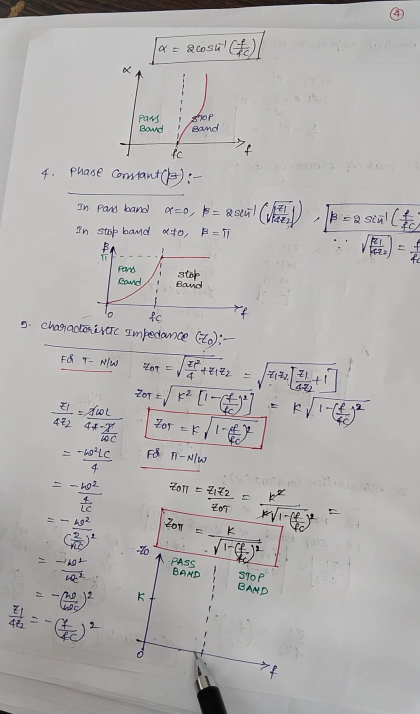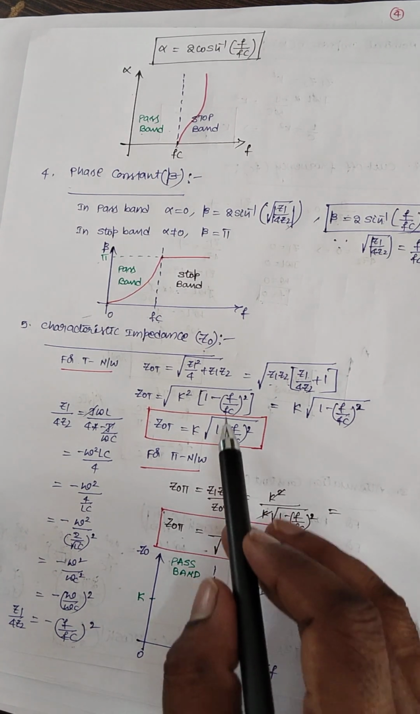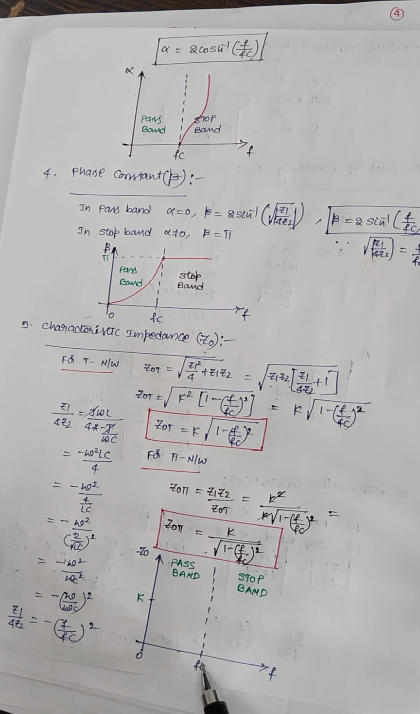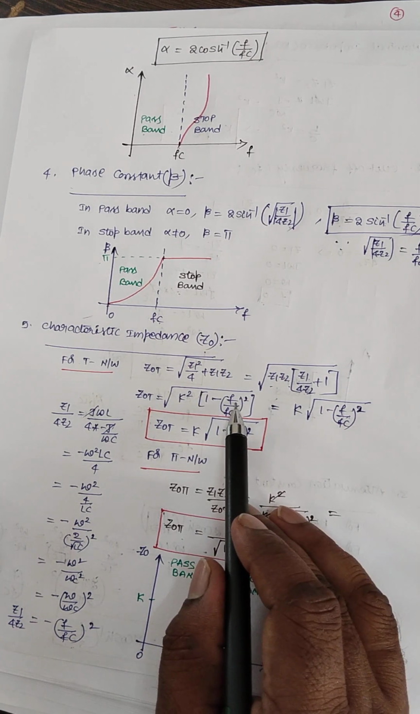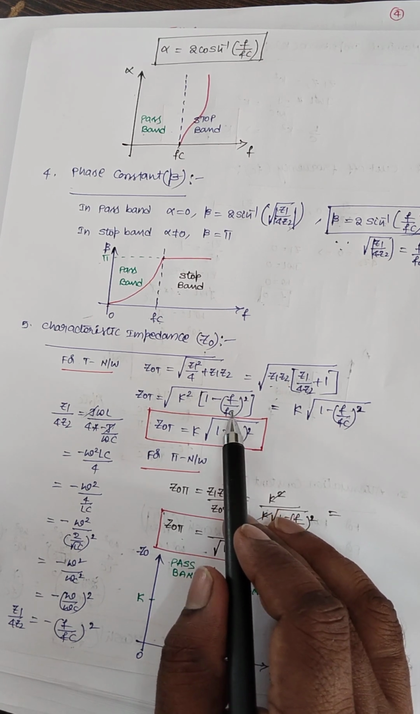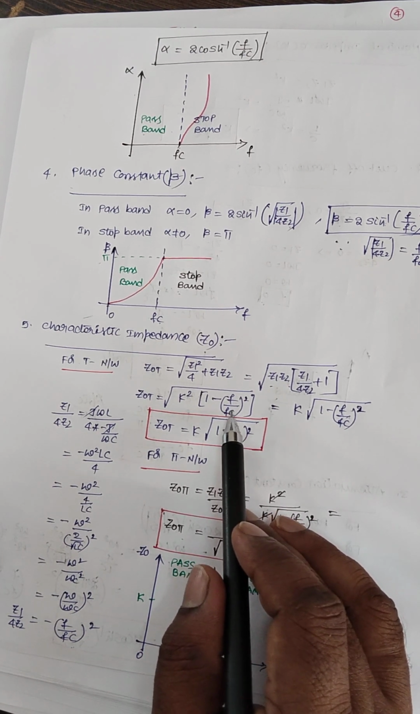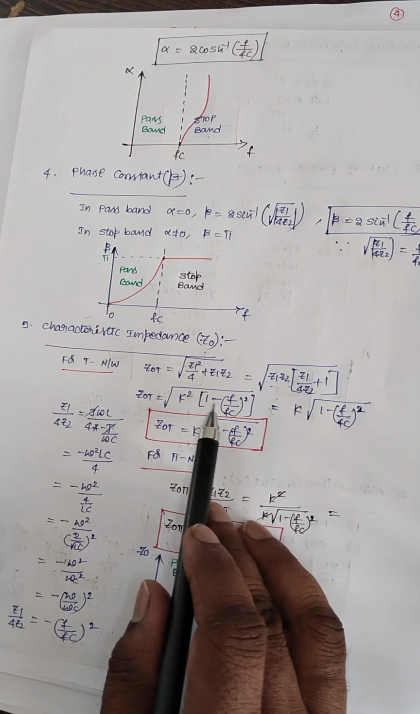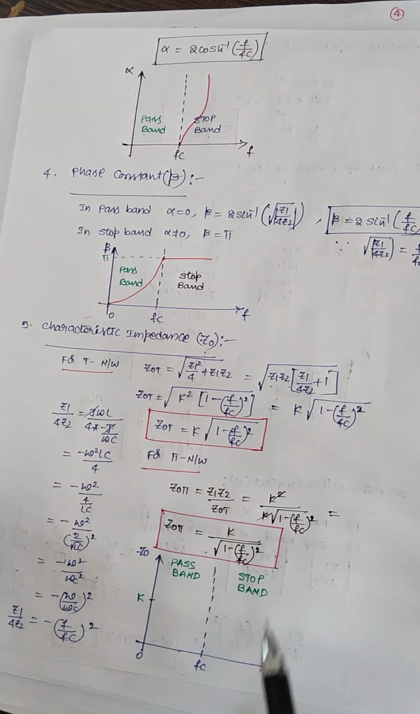If f is equal to fc, for f equal to fc, the fc cancels, it becomes 1, and 1 minus 1 is 0. So Z0T will become 0.